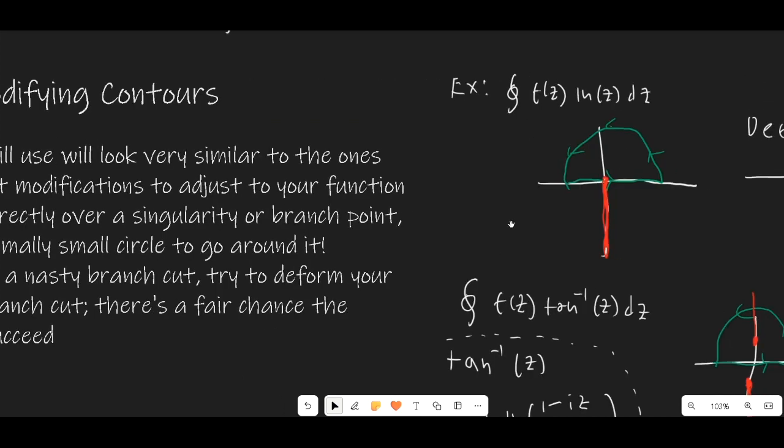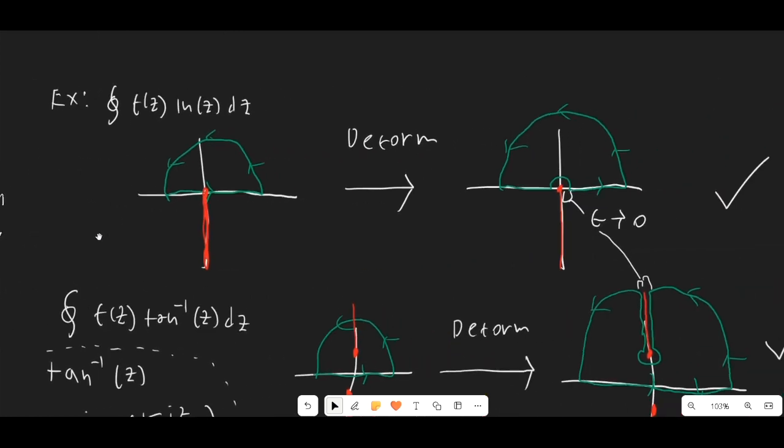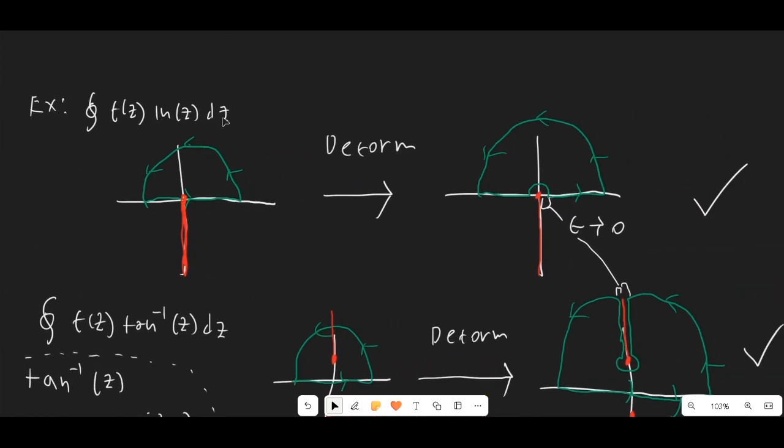So let's go ahead and take a look here. I want to integrate this function f of z, ln z dz. I didn't write it here, but I want to integrate it from negative infinity to infinity, I guess, in this situation, or maybe 0 to infinity. I don't know, we'll see. But anyway, I'm trying to use this semicircular contour here, but natural log of z has a branch point at z equals 0.